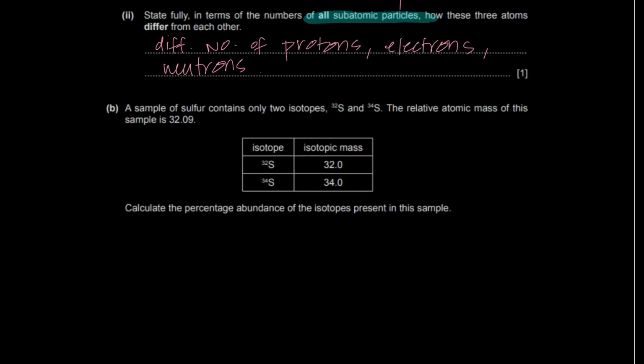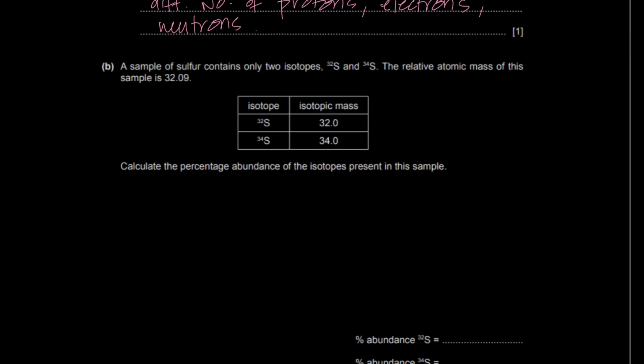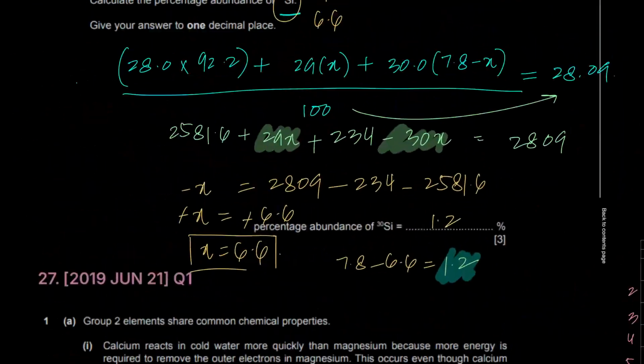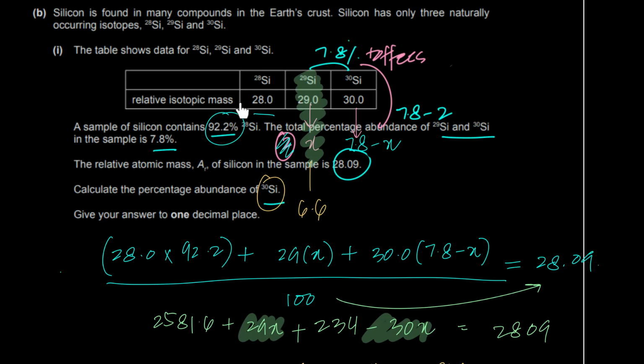Okay. A sample of sulfur contains two isotopes, S32 and S34. The relative atomic mass of this sample is 32.09. Calculate the percentage abundance of these isotopes present in the sample. So I know the isotopic masses, but I don't know the abundance. So if this is X, I can say this is 100 minus X, because the total percentage is always 100. Why didn't I use 100 here? Because 92.2 was already known for this. Yes, the total is 100, but this is already known. So between these two combined was 7.8, so if this is X, then this would be 7.8 minus X.